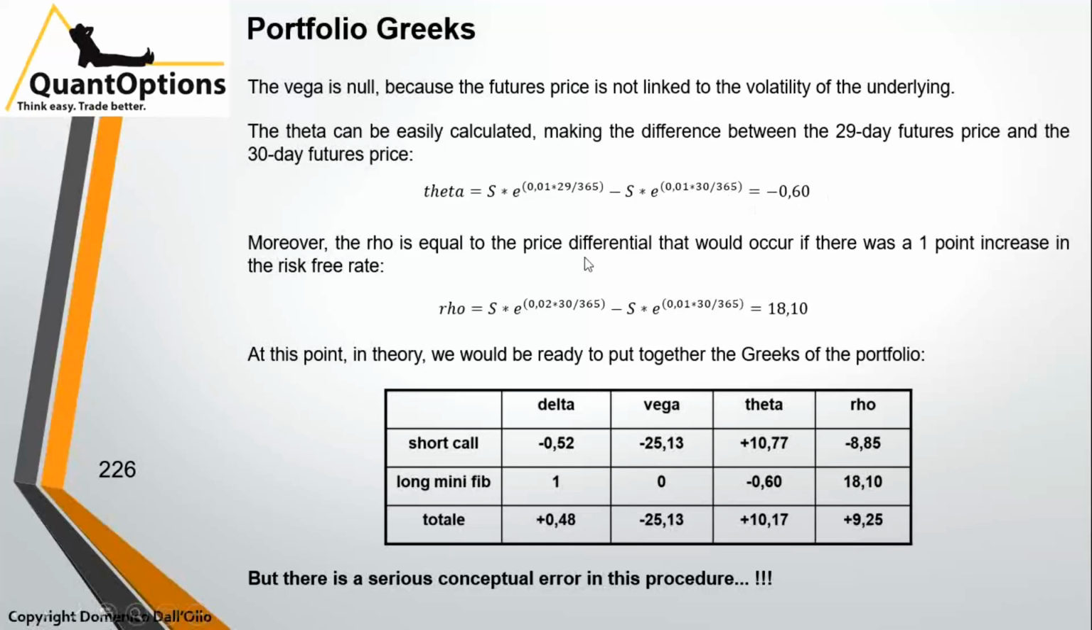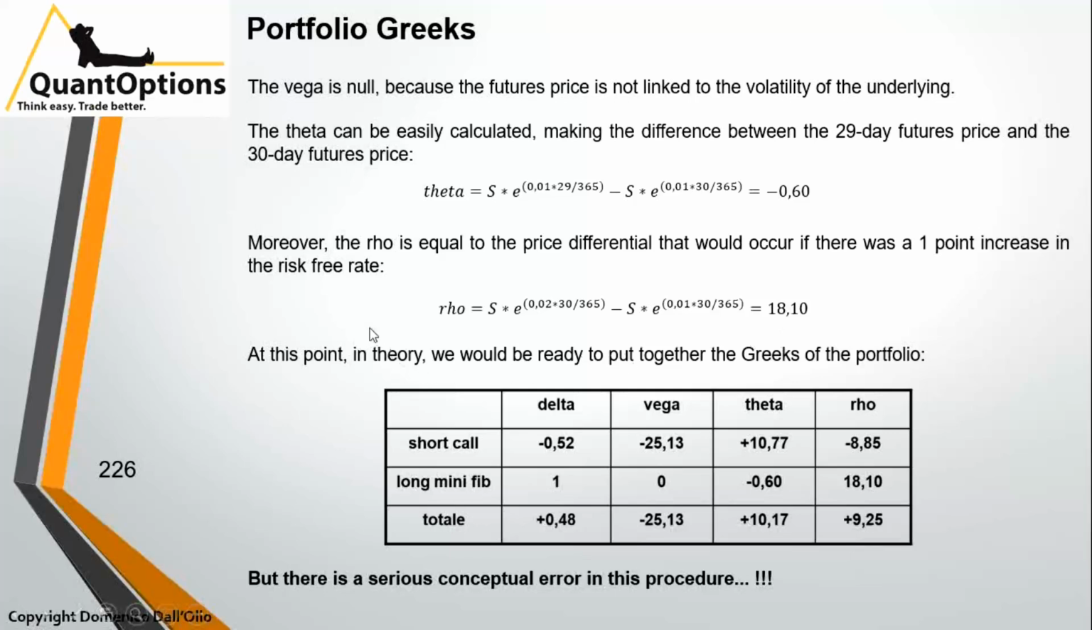Moreover, Rho is equal to the price differential that would occur if there was a 1 point increase in the risk-free rate. The initial one is 1%, the final one is 2%. So Rho is the difference between spot times e to the power of 2% times 30 days on 365, minus spot times e to the power of 1% times 30 days divided by 365. Here we changed the time to maturity, 29 versus 30. Here we change the interest rate, 2% versus 1%. And this makes 18.1 points.